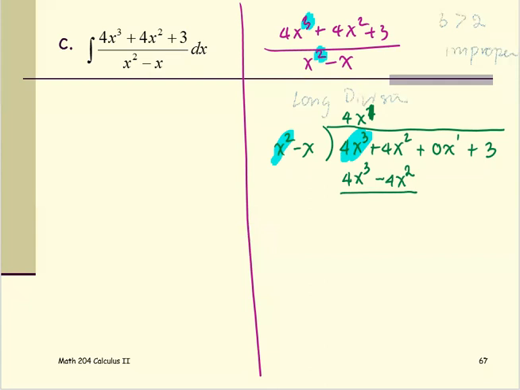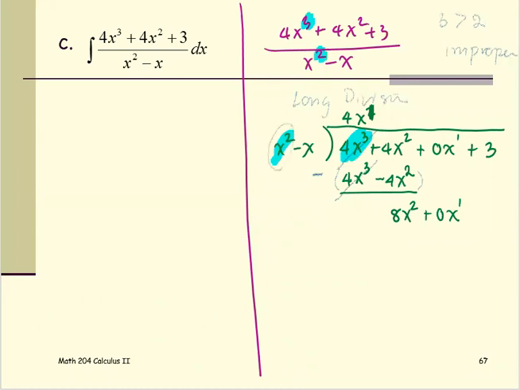Draw the line. At this step, we're going to subtract them from the original expression of the numerator. So you have 4x to the third minus 4x to the third, and they're all gone. The next term is 4x squared minus negative 4x squared, so we get 4 plus 4, or 8x squared. And then bring the next power down, okay? And then we're going to keep going with the division.